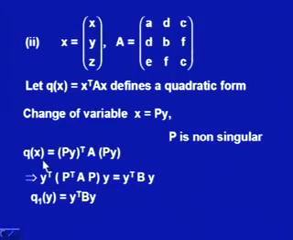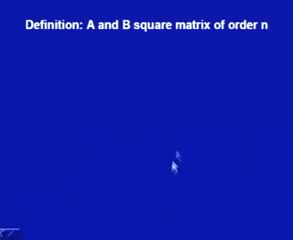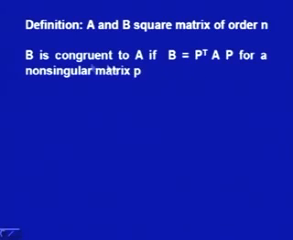So, a quadratic can be transformed to another system, and this transformation will be x is equal to Py. So, we have given initially Q(x) and then we have transformed it into Q1(y). Now, we define that if A and B are square matrices of order n, then B is congruent to A provided B is equal to P transpose AP for a given non-singular matrix P. So, the two matrices A and B are congruent if they are related by this expression.